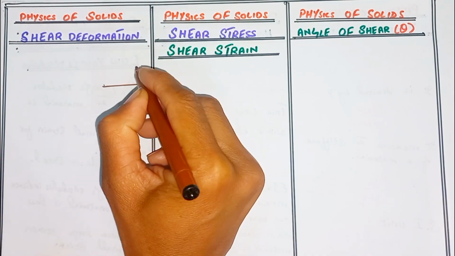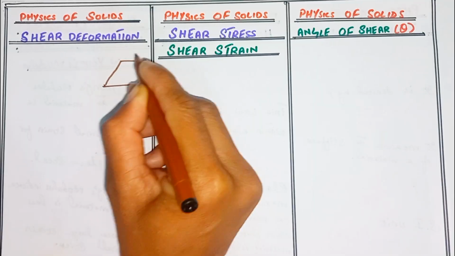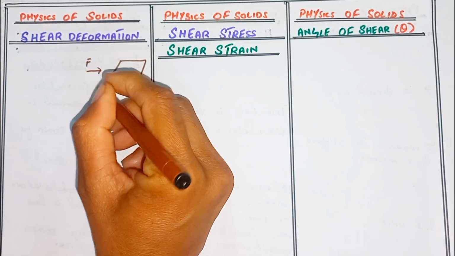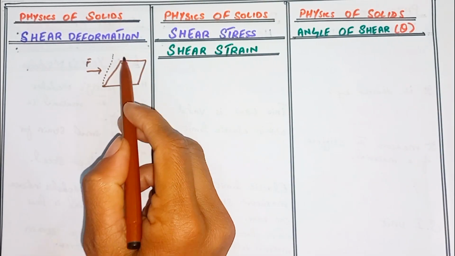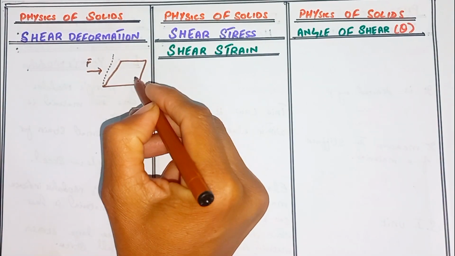Here we take a box and we apply the force on it tangentially. It changes its shape. When this force changes its shape, one face is moved sideways while the opposite face remains fixed. The shape changes but the volume remains the same.